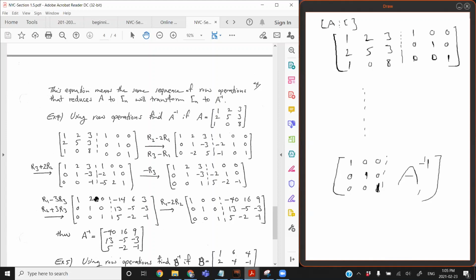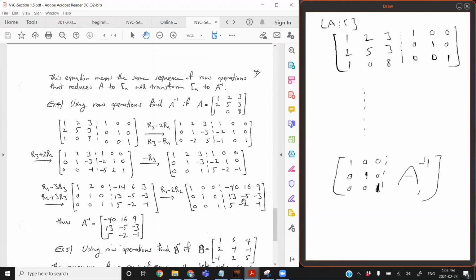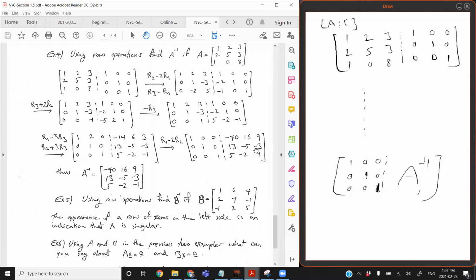And the last step is to get a 0 here. So I need to do row 1 minus 2 row 2. And I also do that. Eventually, I get I. And the moment I get I on the left, I have A inverse on the right. So A inverse is this matrix here. Make sense?